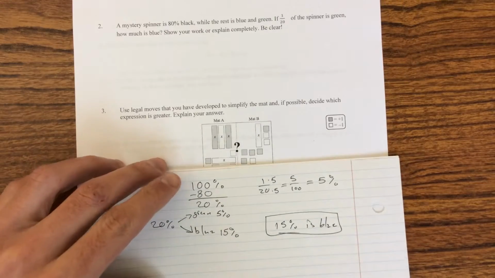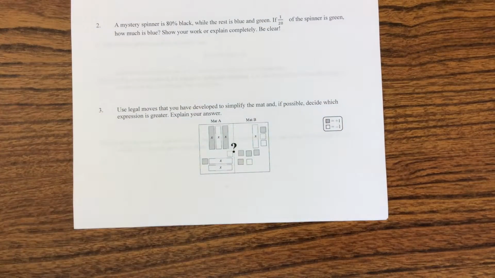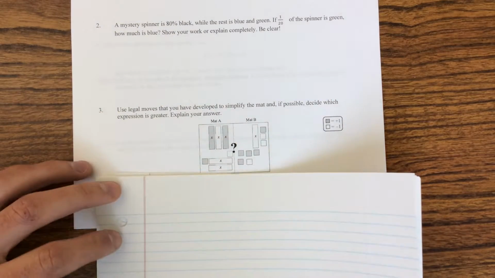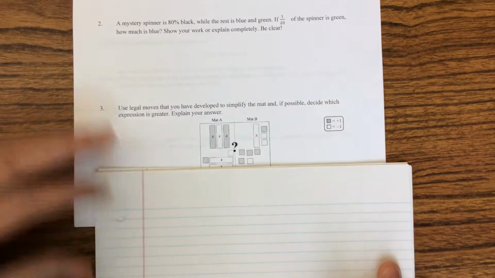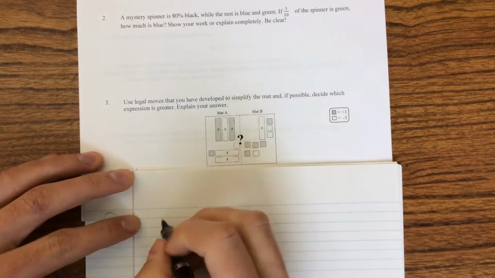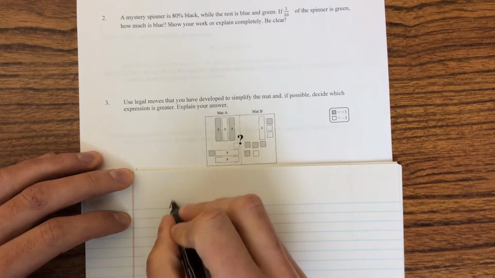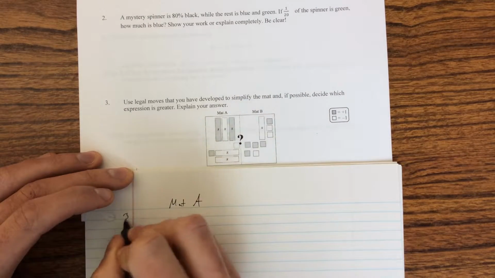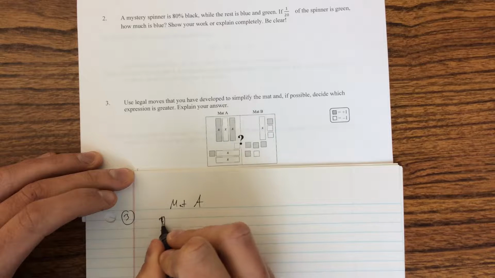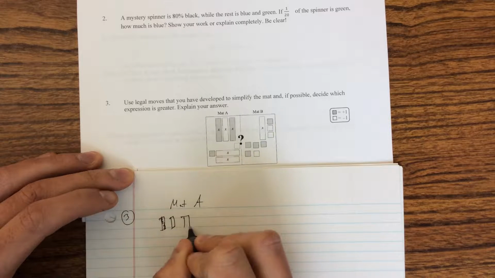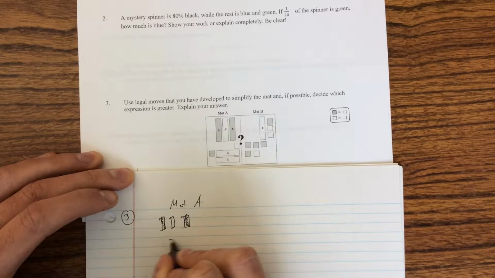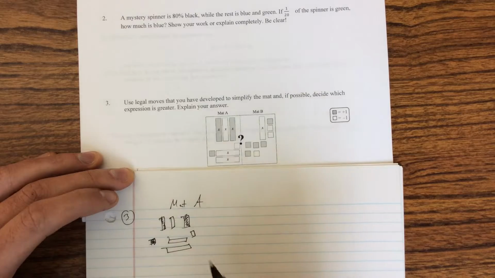All right. Number 3 here. We have this nice diagram. We have to figure out which expression is greater. If I look on mat A, I have an x, a negative x, and an x. And I have 2 negative x's down here. You have a positive 1 and then a negative 1 over here.